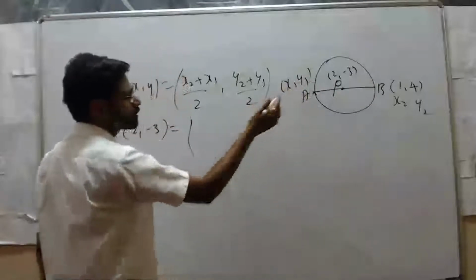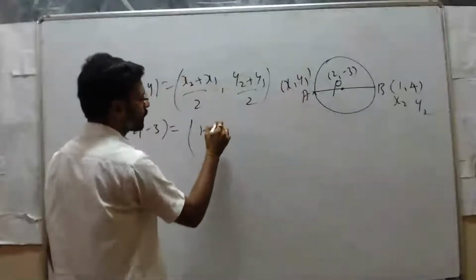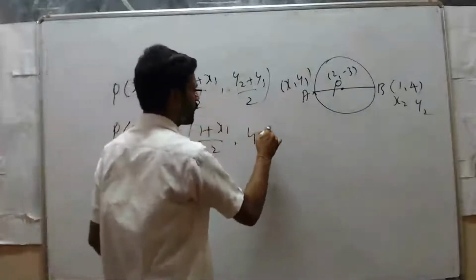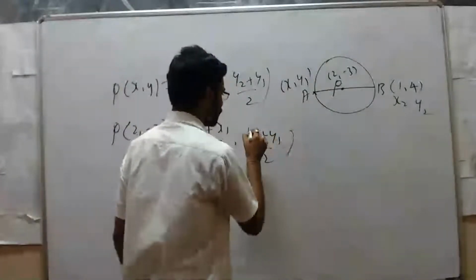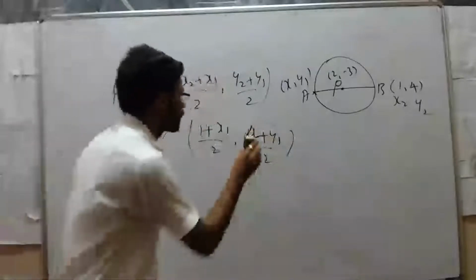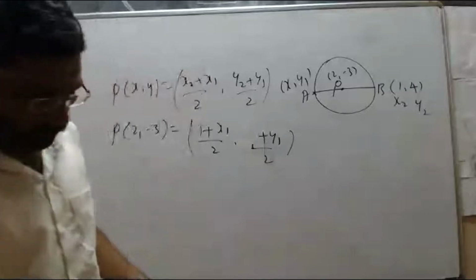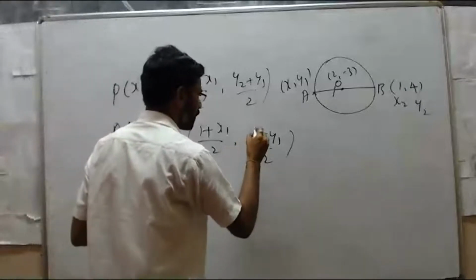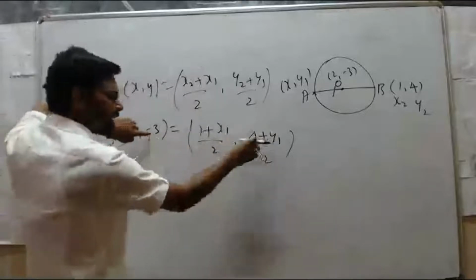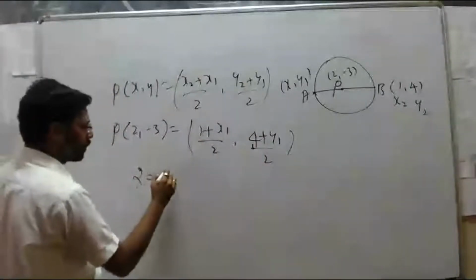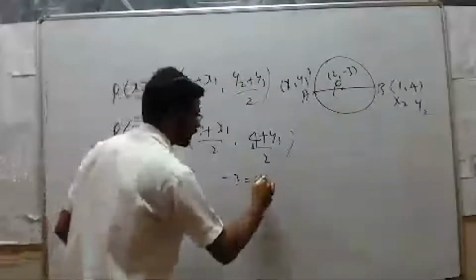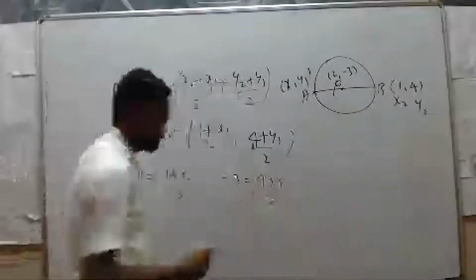For x1 y1, x2 value is 1 plus x1, which we have to find, divided by 2. The y2 value is 4 plus y1, which we have to find, divided by 2. Now 2 equals this one, minus 3 equals this one. Then 2 equals 1 plus x1 divided by 2, and minus 3 equals 4 plus y1 divided by 2.